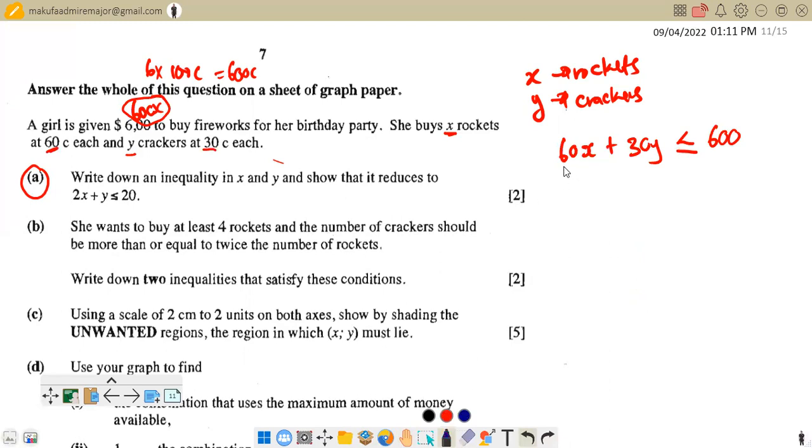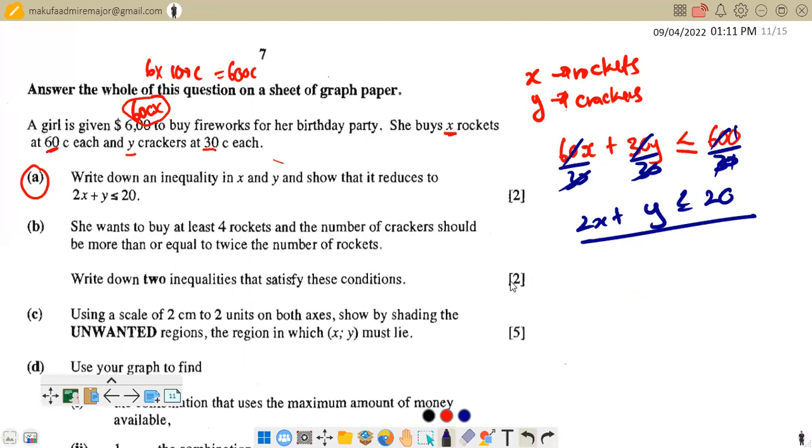So I'm just going to divide by 30 so that we can reduce this by 30 here. So it's going to be 2x plus, divided by 30 here, that's y is less than or equal to, divided by 30 here, that's 20. So as you can see, we have formulated this inequality.